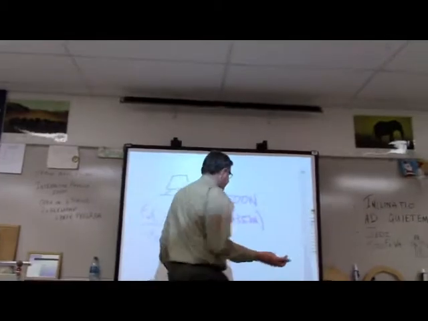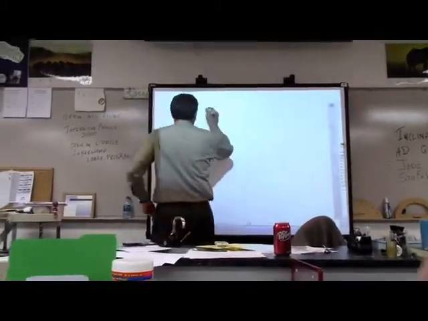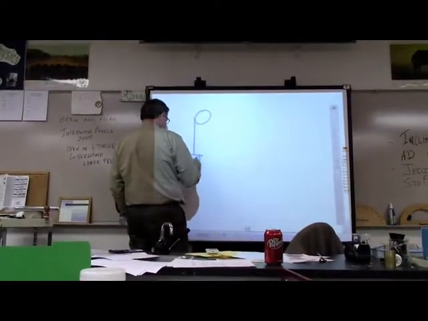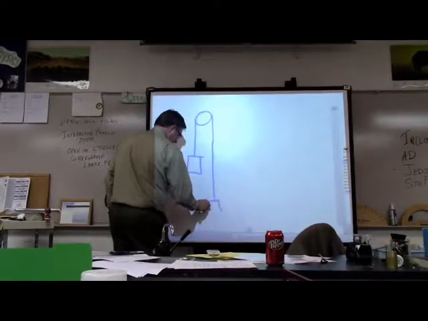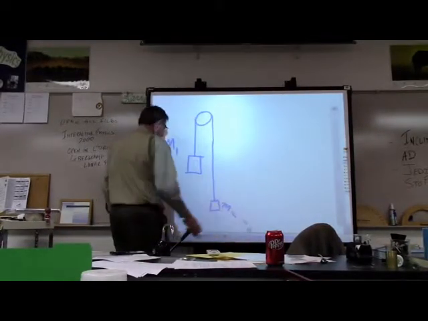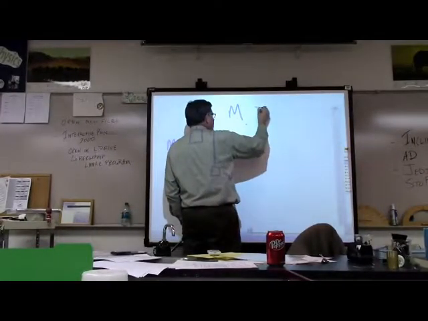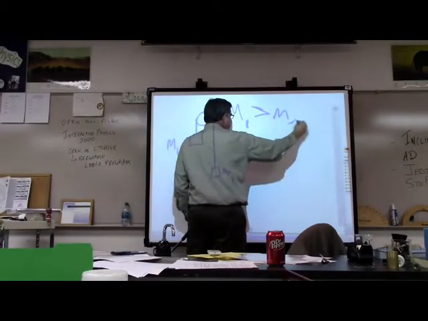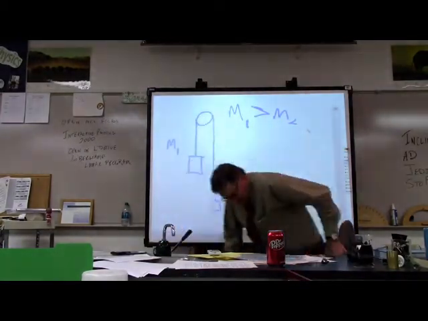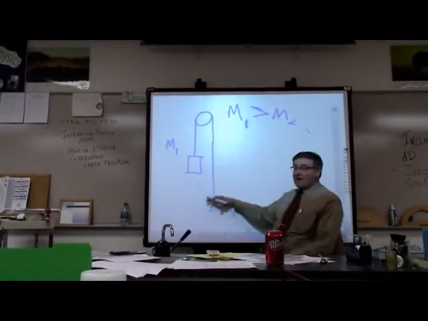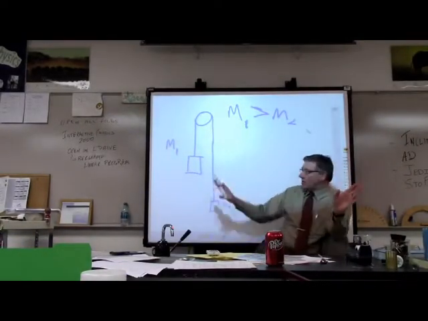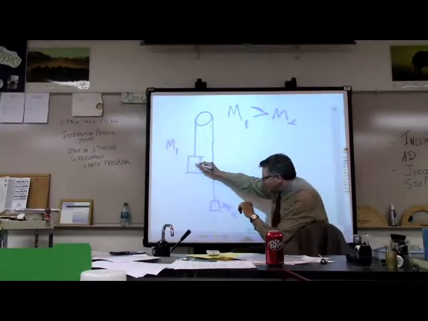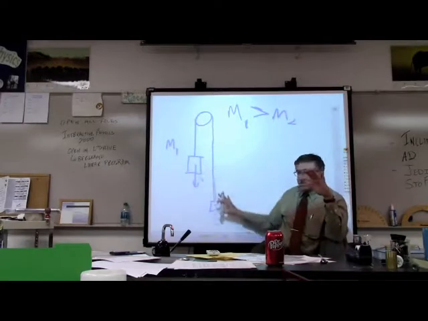All right. So here's what we've got. We're just going to generically call this M1, and we'll make this M2. Now we're going to let M1, for the sake of argument, be greater than M2. Okay? So here's the setup. I don't care what the masses are. It doesn't matter. I just want to find a generic way that I can work any problem like this. So this one is going to accelerate in this direction because M1 is bigger than M2.